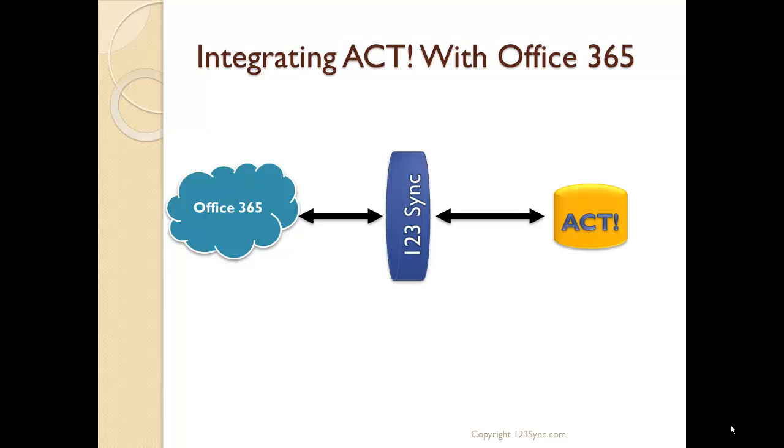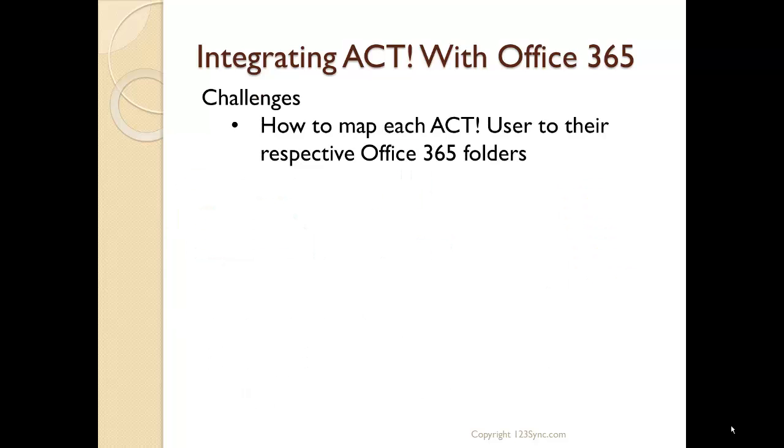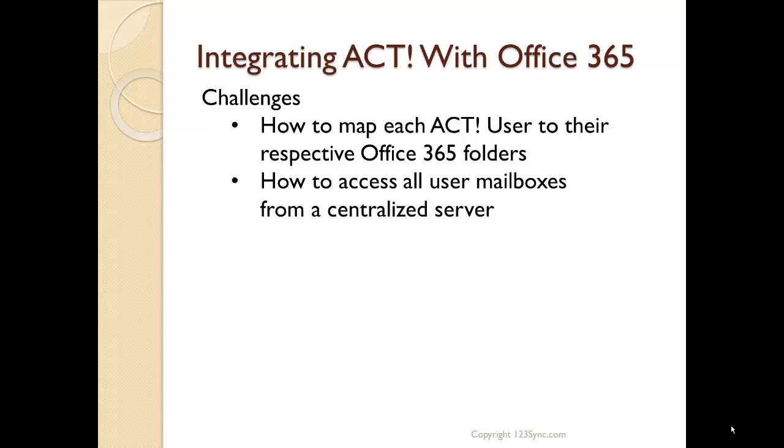One question we always get is why Office 365? And that's because every iPhone, Android, or Windows phone connects to Office 365. So the challenge to do this connection is how to map each ACT user to the respective Office 365 folders, and how to access all user mailboxes from a centralized server. So you set up 1-2-3 Sync just in one place and have all ACT users connect to all Office 365 mailboxes.